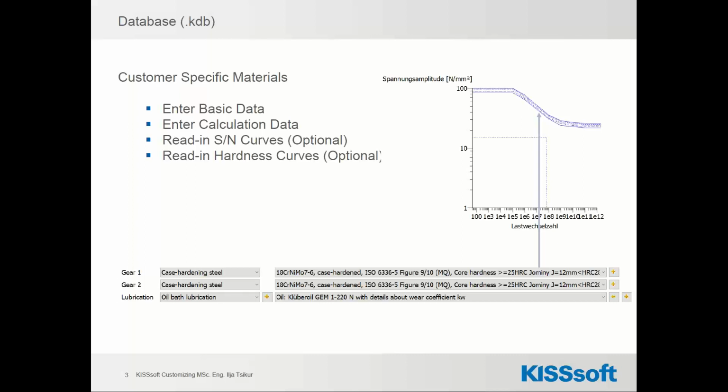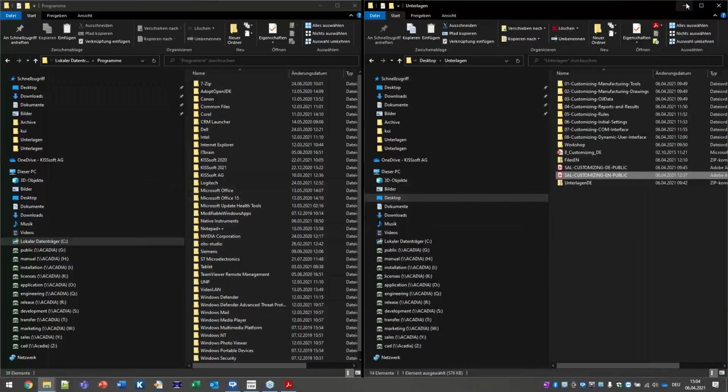For example, if you're not using sinter metals or if you're not using plastic gears, then why even show them in the selection window, right? In addition, you have the option to read in SN curves if you're performing measurements, or maybe hardness curves, which can all then be integrated into your calculation. So now I will switch to KISSsoft.